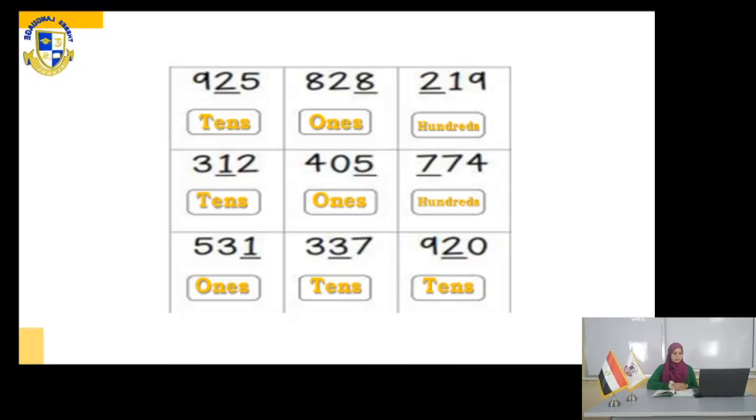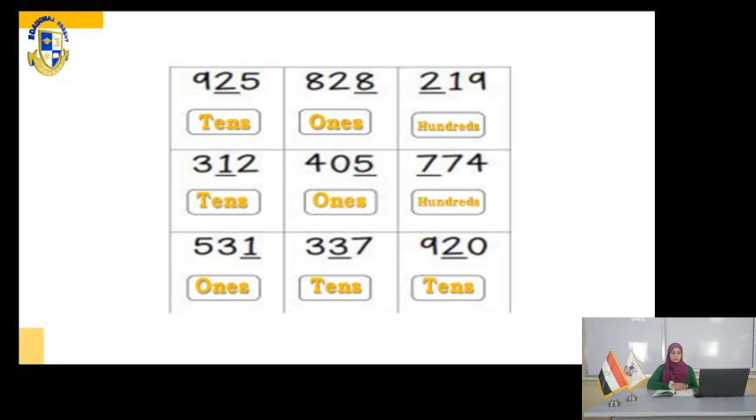In the next page, you have some numbers with underlined digits. We want to know the place value of these underlined digits. The first number is 925. Listen to the number carefully. 925. The underlined digit is 2. What is the place value of the 2? It's tens. The other number, 312. 1 is underlined. What is the place value of the 1? It's tens.